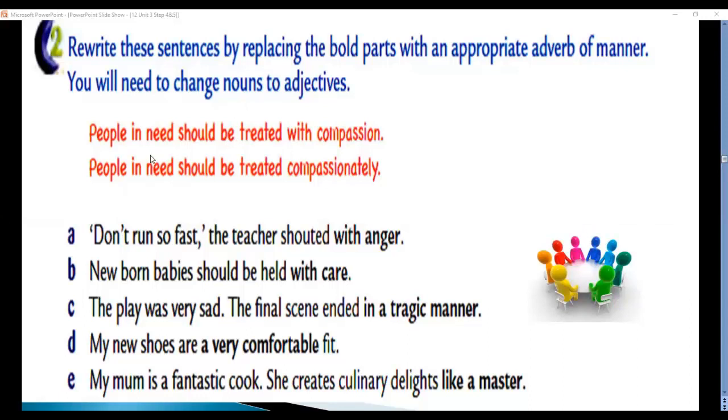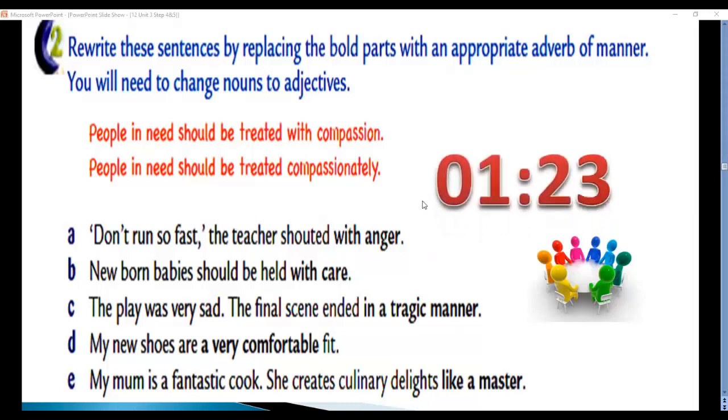Take care here, dear students. People in need should be treated with compassion, or we can say compassionately. With compassion means compassionately. The same idea. With anger, and so on. Let's see. With care, in a tragic manner, comfortable, like a master. Think about them. I'd like to give you just some time, 1 minute, to think about this exercise. It's very easy. With anger, with care, take care. It's very easy, but let's try to think about it.